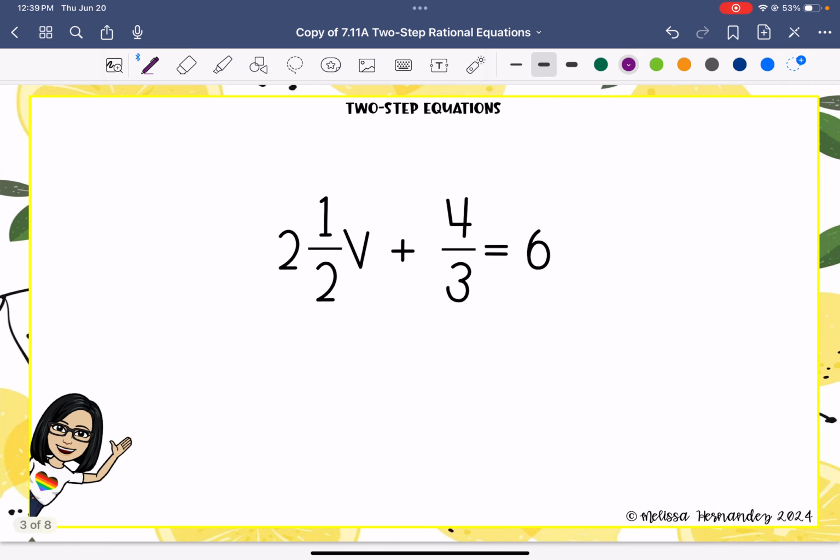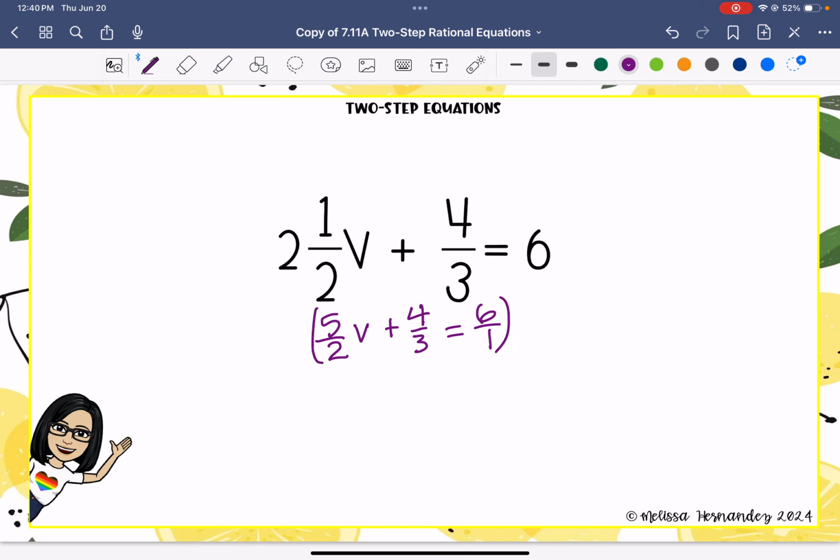All right, so for the next example, it's a little more intense. However, for this one, I'm actually going to show you how to clear the fractions using your least common multiple. So the first thing I want to do is get rid of the mixed number and convert it to an improper fraction. 2½ becomes 5/2 times V plus 4/3 is equal to 6. And then I'm going to make that a fraction, so I'll put a 1 underneath it. So I'm going to find the least common multiple, which is a number that all 3 can go into without any remainders, which it'll be 6.